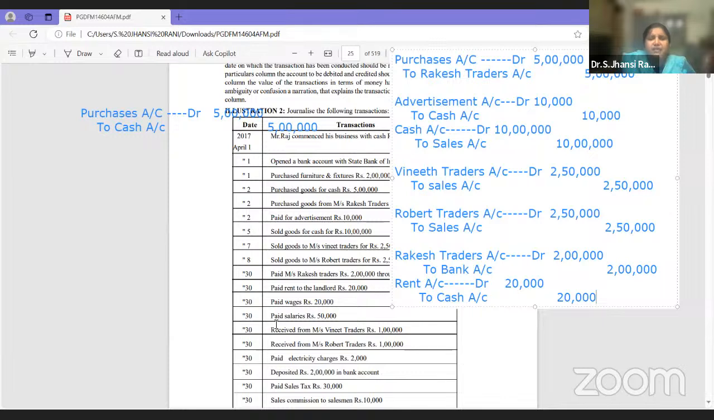Next, paid wages. Same. It is also an expenditure to us. So I will write wages, debit all expenses. It's an expenditure, so I'll write wages account debit, and the amount is 20,000. Whenever we pay wages, what will we pay? We will pay cash. So cash is going out of the business. Cash is a real account. So to cash account, and the amount is 20,000.